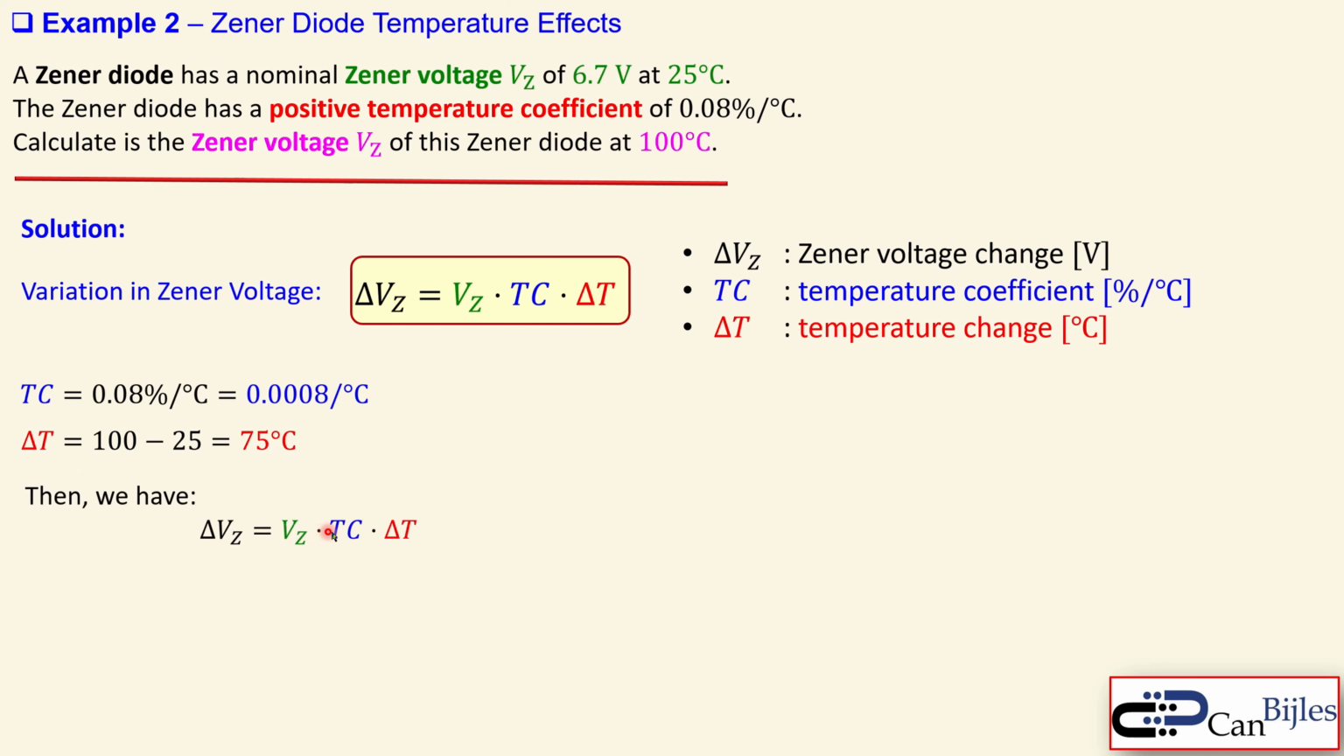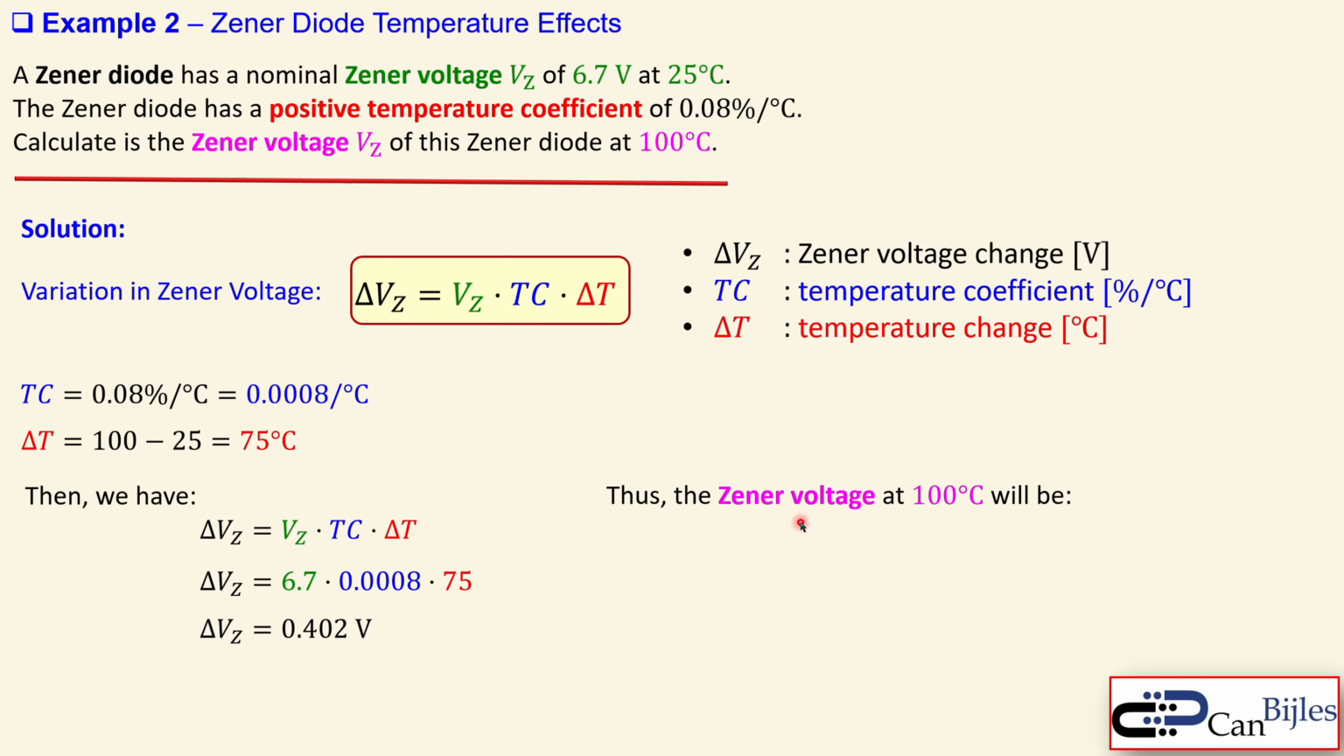Then we have, looking at nominal voltage, because this is nominal voltage, this is the 0.0008, and this is then 75. And now if you substitute the values, you will get 0.402 volts or 402 millivolts.